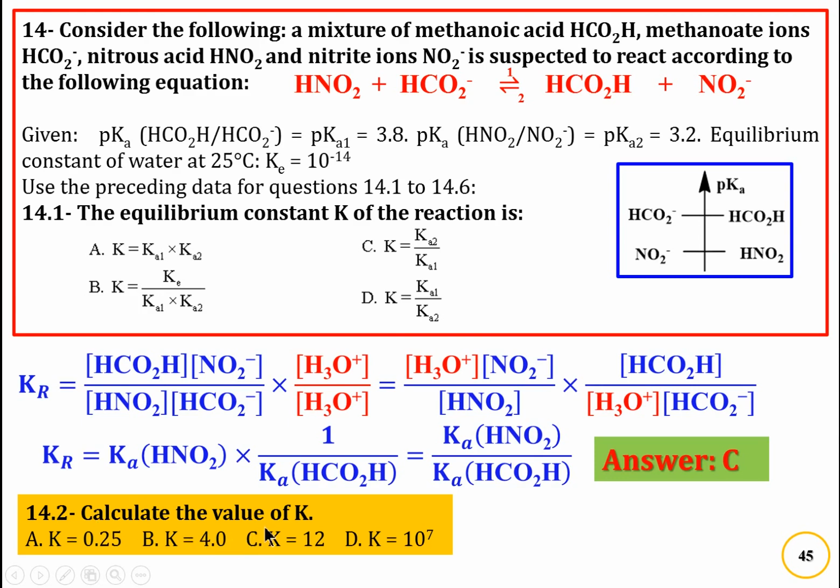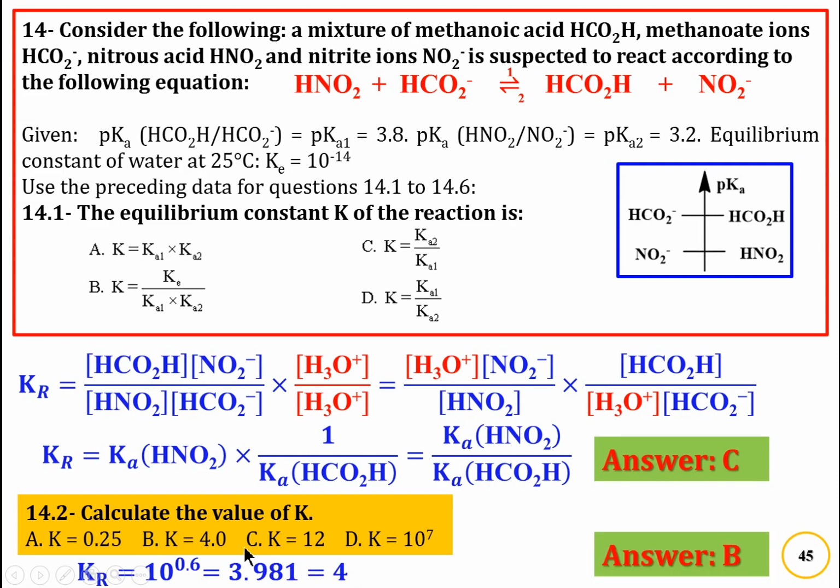14.2, calculate the value of K. K equals 10 to the power 0.6 equals 3.981, so approximately equal to 4. The answer is B.